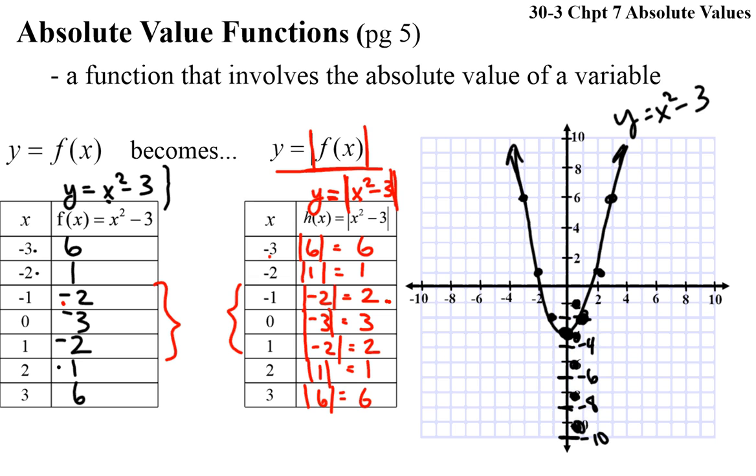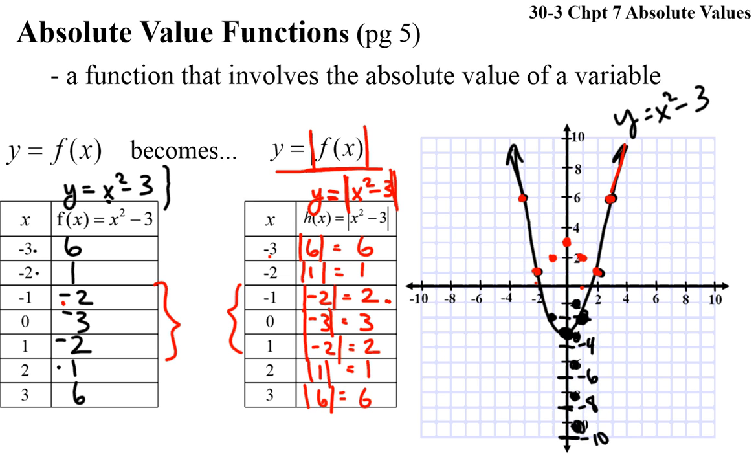So now we graph this one. At negative 3, we have 6. At negative 2, we have 1. At negative 1, we have, oh, it's not negative 2 anymore, negative 1, we get 2. At 0, we have 3. At 1, it's not negative 2 anymore, it's back again to being a 2. 2 becomes 1, and 3 is 6.